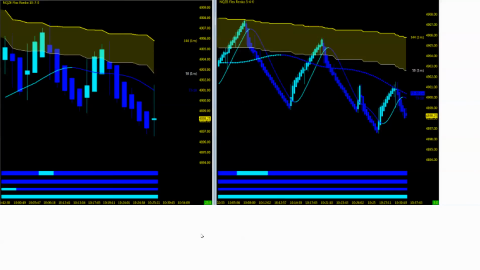NQ from the get-go this morning, we had some choppy action, so I thought it better to go from the higher time frame, which was the 10-tick Flex Renko, down to the 5-4 Flex Renko on the chart on the right here. You could see it gave you some smoother entries.